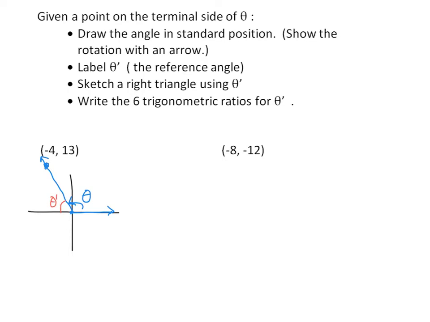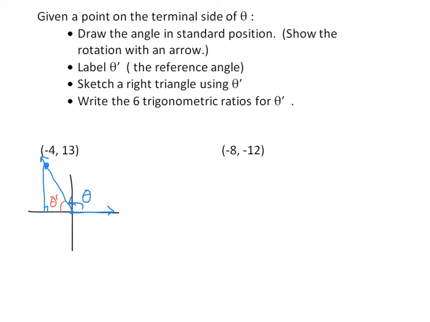Then we're going to sketch the right triangle that is created by using that theta prime angle, which means I'm going to bring this down like so and put a right angle mark there. And now we're going to write the 6 trig ratios for theta prime. In order to do that, we need to find the measures of the sides of this triangle. And the thing is we already know 2 of the 3 sides. We're going to need to find the third.